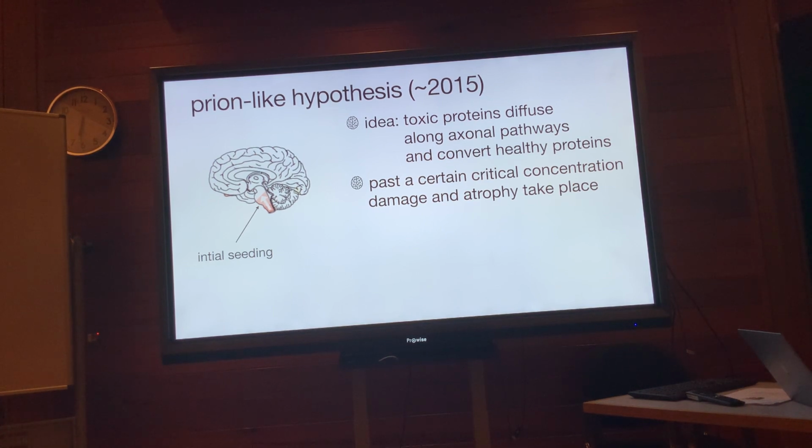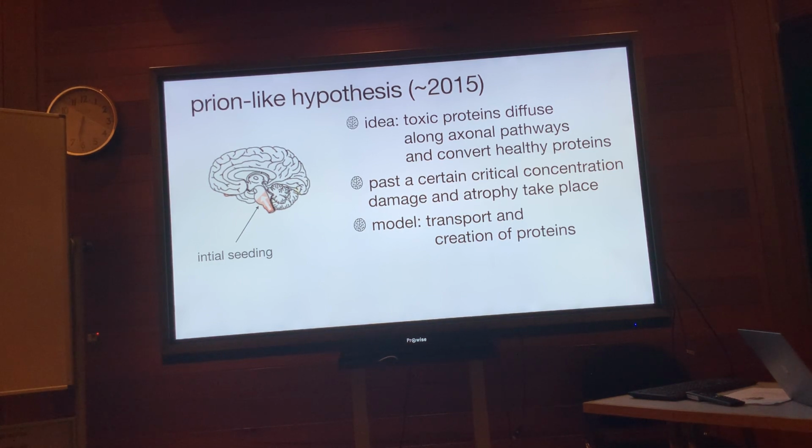So the idea is that when toxic proteins invade the tissue, they reach a certain critical mass where they damage the tissue, the normal function of the tissue. The cells die, they are removed from the brain, and atrophy takes place.